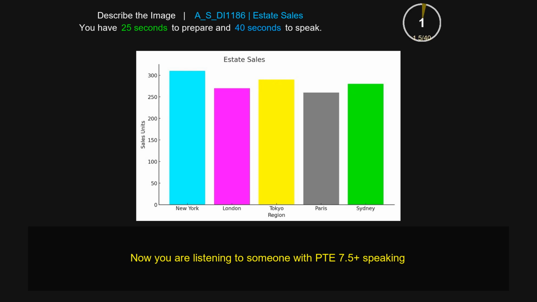The image provided is a bar chart that gives information about estate sales. While the y-axis talks about the sales units from 0 to 300, the x-axis represents the Tokyo region, London, New York, Paris, and Sydney. It is evident that New York has the 300 sales units, which is the highest among this bar chart. Another important point is that Paris has the 250 sales units, which is the lowest among this bar chart. Overall, the bar chart is about the estate sales.